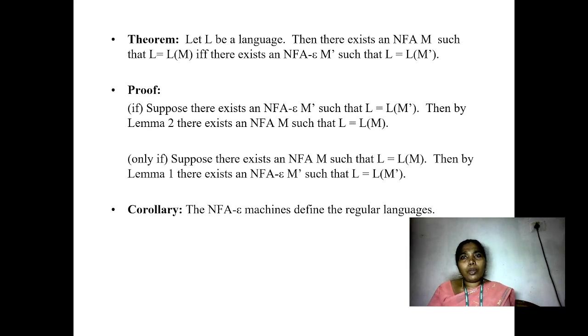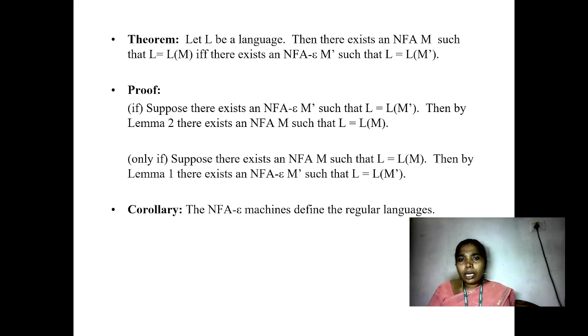Let us see the final theorem. Let L be a language. Then there exists an NFA M such that L is equal to L of M if and only if there exists an epsilon NFA M dash such that L is equal to L of M dash. Proof. Suppose there exists an epsilon NFA M dash such that L is equal to L of M dash. Then by lemma 2 there exists an NFA M such that L is equal to L of M. Only if: suppose there exists an NFA M such that L is equal to L of M, then by lemma 1 there exists an epsilon NFA M dash such that L is equal to L of M dash.